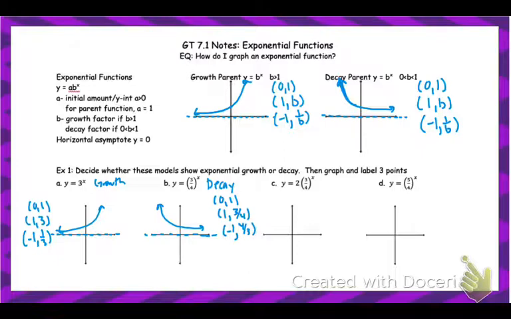All right, next one, all of a sudden we have that a value in front. So that a value is going to affect a lot of these points, but in particular, it's not going to go through (0, 1). But it is still showing decay because the base is still 3/4.